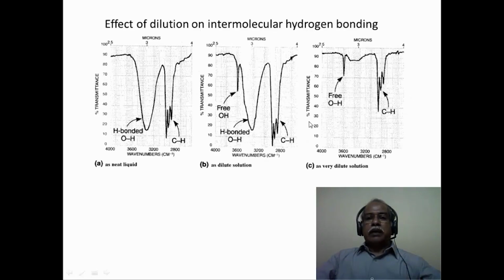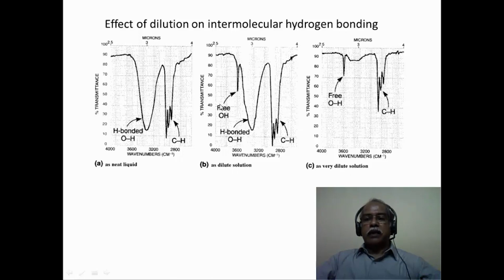Now, in order to see the free OH stretching frequency, one needs to really look at the spectrum in a very dilute solution. Typically, carbon tetrachloride is used as a solvent. Three different spectra of the same sample are given here. It is an alcohol sample. This is a neat liquid that is used for this sampling. Here a dilute solution is used, and here a very dilute solution is used.